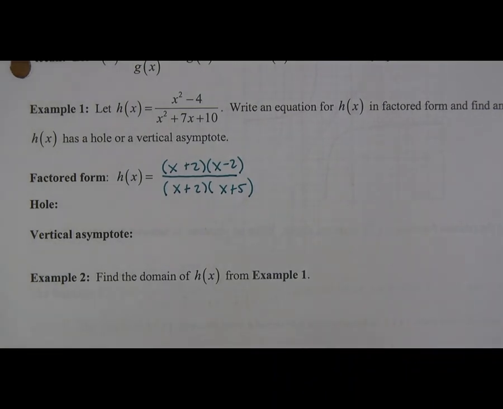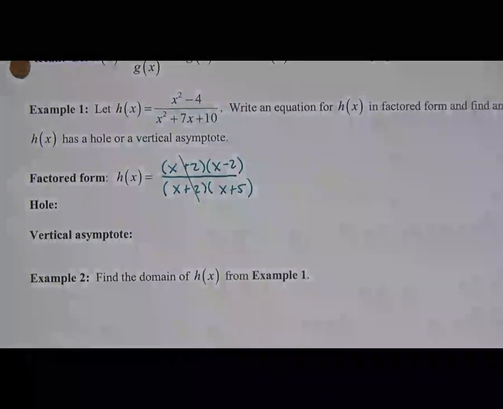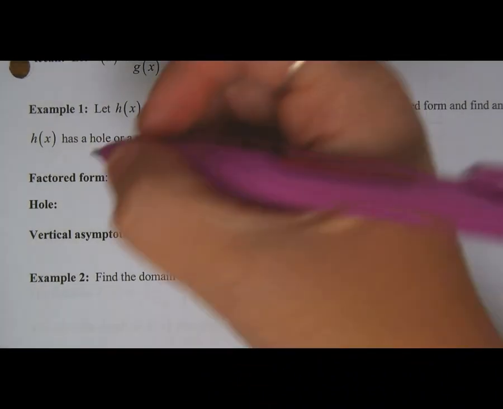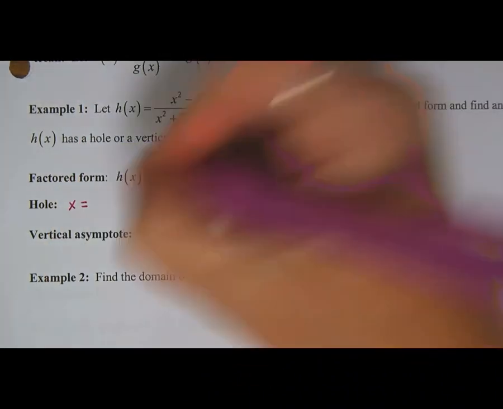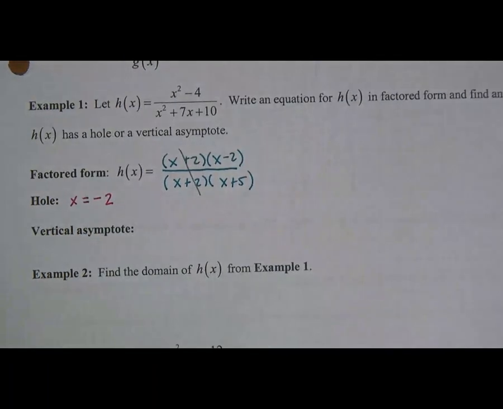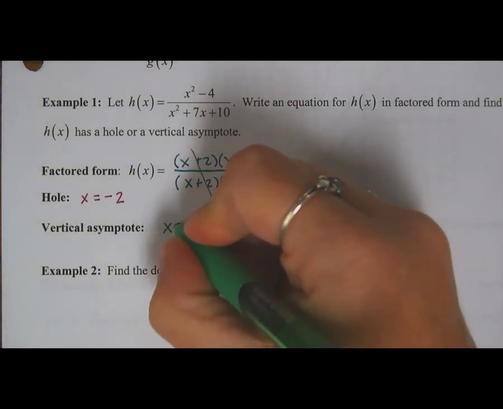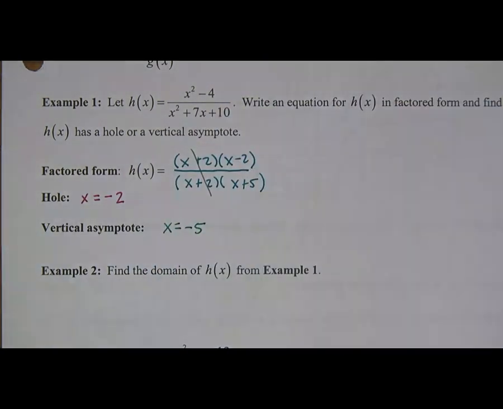Once you factor it, and that's a key step, because now you can see anything that's going to cancel. More than likely that is going to end up being where a hole is located. And here you can see that the x plus 2's cancel. There is a hole at x equals negative 2. Anything left over in the denominator that did not cancel out is going to be where you have a vertical asymptote. So here we're going to have a vertical asymptote at x equals negative 5.